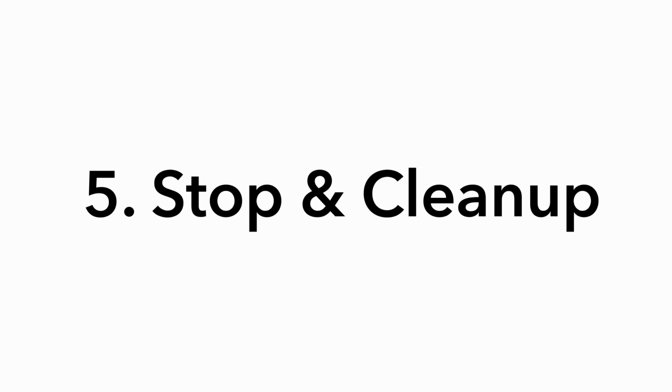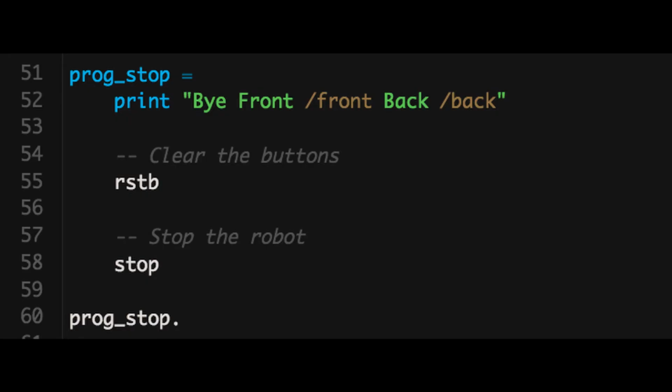Program stop and clean up. The prog stop task, or program stop task, is the last task run by a program in Octagon. This is always done so that when your program is finished, you can clean up and leave the robot in a safe state. For example, if your Octagon program was controlling a car and your program stopped, you wouldn't want the car to carry on down the road.